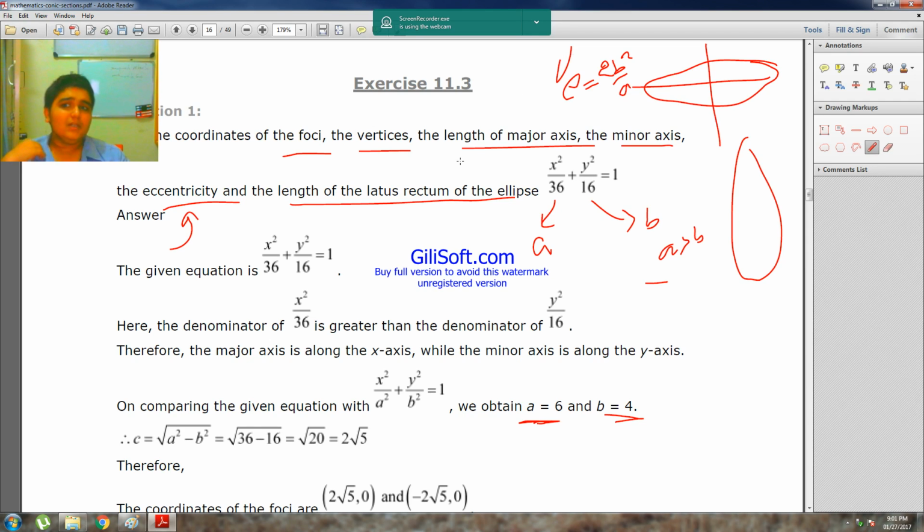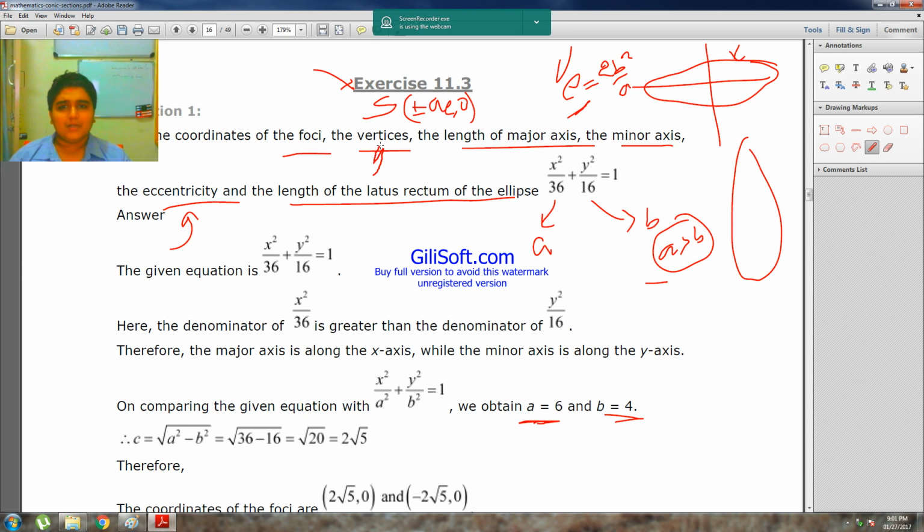Once you find E, you can use the formula to calculate your foci. We know that for this particular case, the one that's been given to us in the question, the foci is given by plus or minus AE, 0. Whereas in the second case, the foci was given by 0, plus or minus BE. So you need to know which case it is. For that, just note this: first find out what is A, what is B, which is greater, and according to that, you use the formulas. So now you have A, you have E, you just calculated right now, so you can find the coordinates of foci.